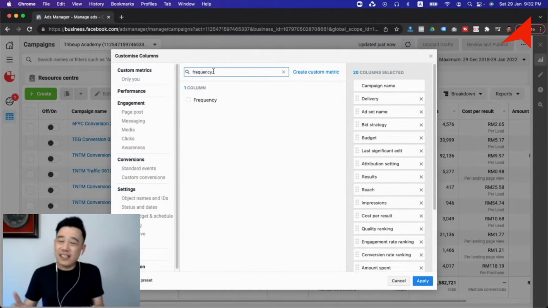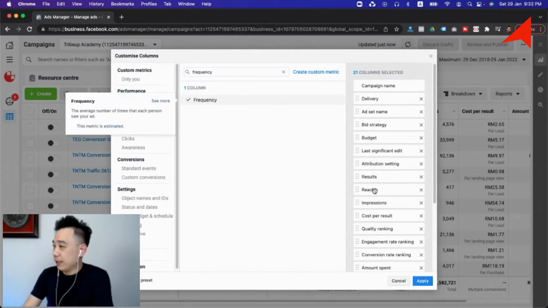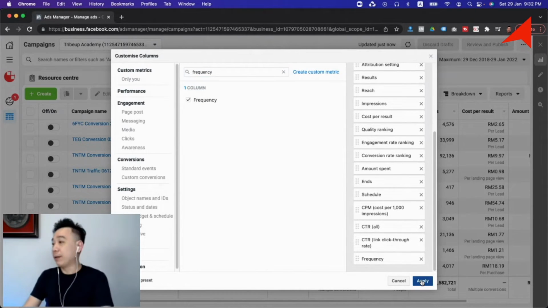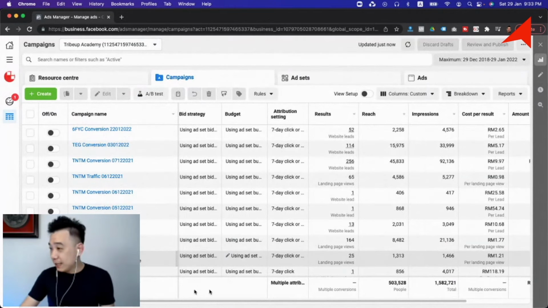So let's take a look at these numbers. You can do this by saving all these and eventually just clicking apply, then it will become available in your Facebook Ads Manager metrics. Remember, you can always do your customization however you want. So let's take a dive into this.